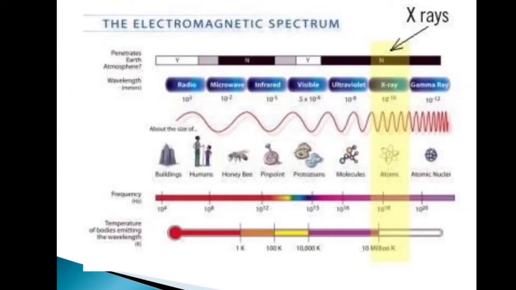This is the electromagnetic spectrum. The electromagnetic spectrum is the entire distribution of electromagnetic radiation according to the frequency or the wavelength. According to the frequency and wavelength, the entire distribution of electromagnetic radiation happens. For an X-ray, it has a higher frequency, as already said, and also the temperature of the body emitting the wavelength.